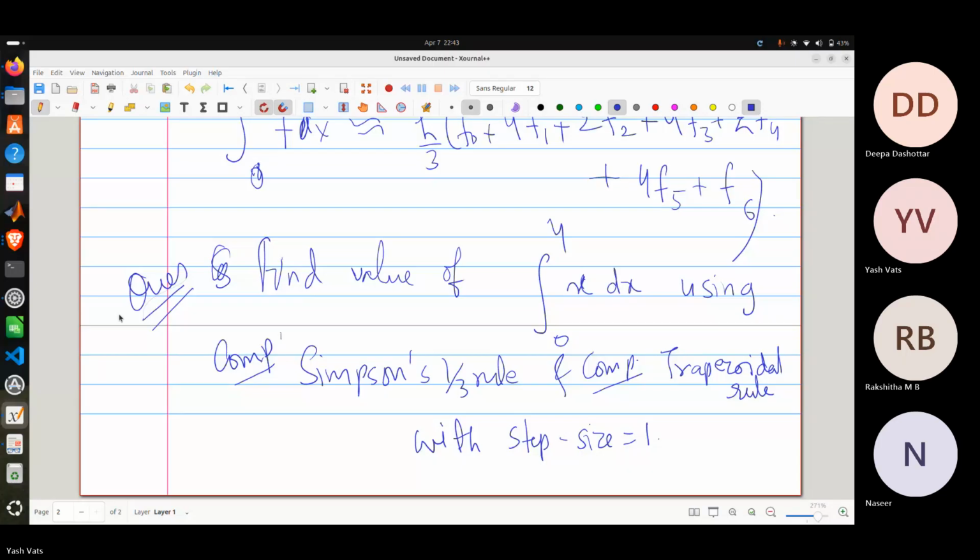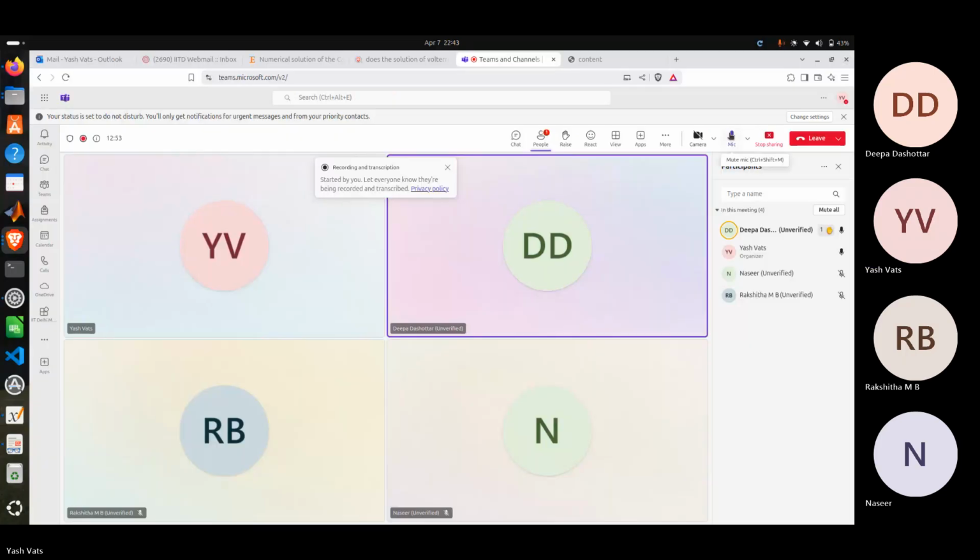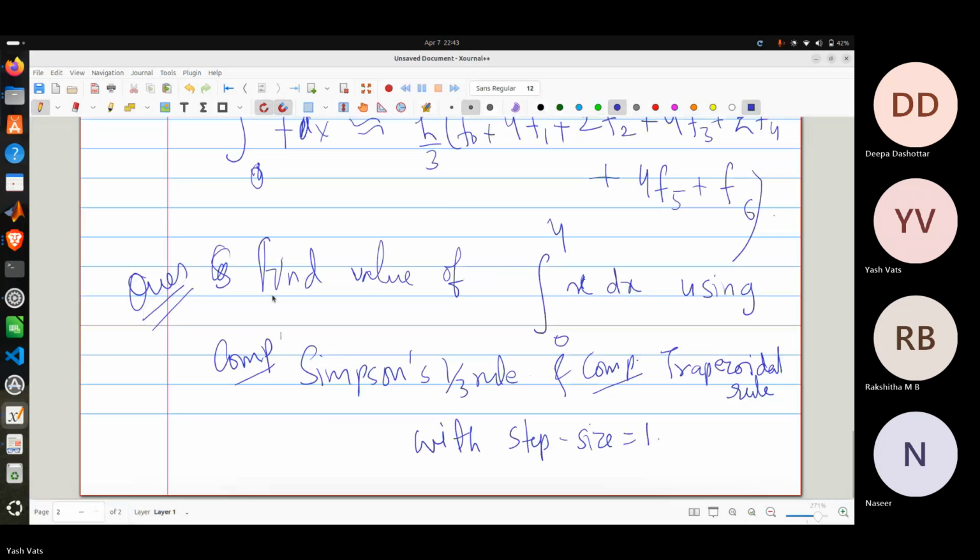Sir, so the answer is 8. The answer is 8 by both the methods. Yes, sir. Actually, it is a linear function, so you should try for e to the power x maybe. Yes, just try this.